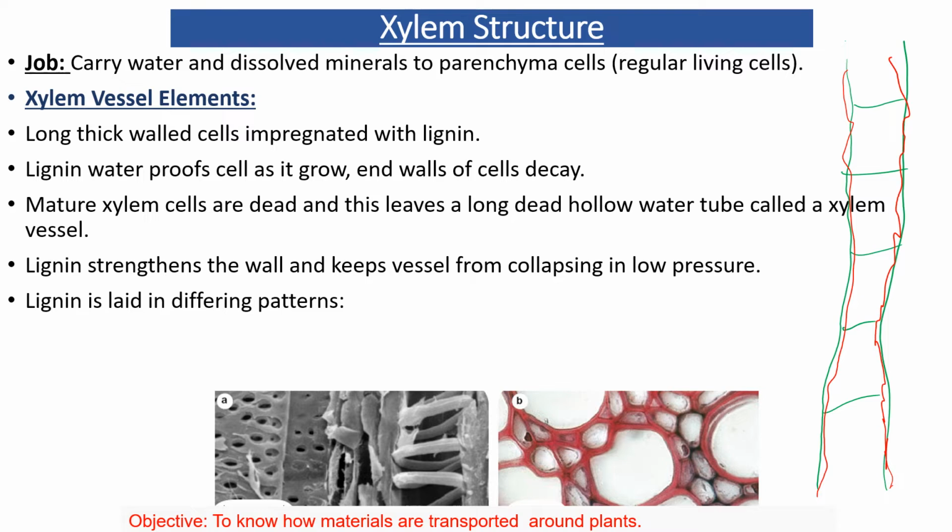The other adaptation is that the cells are dead when mature. Once they've grown, these walls here will actually decay and die. So what you will end up with is a hollow tube of cells that are all dead, which means that the water can flow up the xylem unimpeded by the walls of the cell.